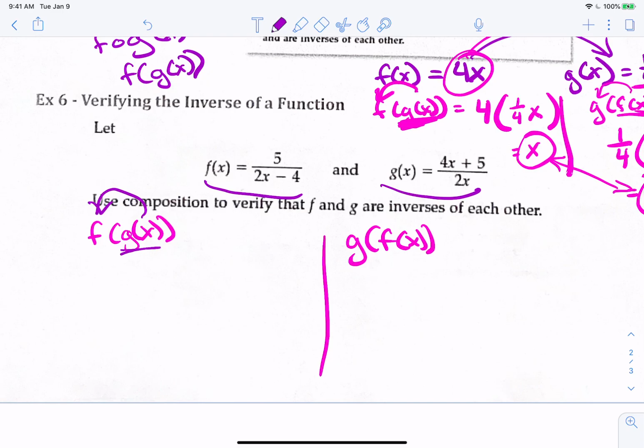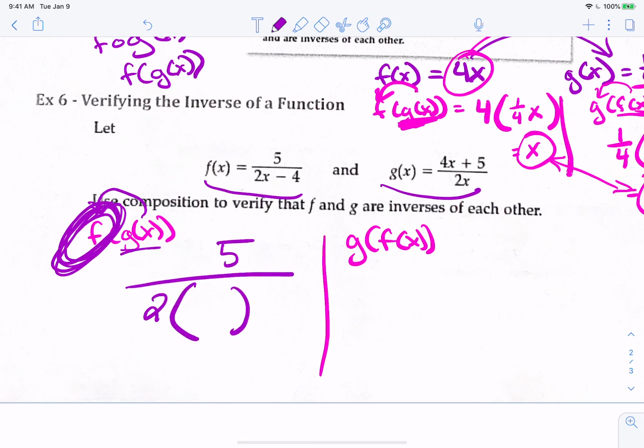What I do, since these are ugly, is I always start with the outside function. I think we did this in the last video. I start with the outside function, f of x. f of x was 5 over 2x minus 4. But instead of the x, I put a parenthesis. Does that make sense? You write out the outside function, but in place of the x, you put a parenthesis.